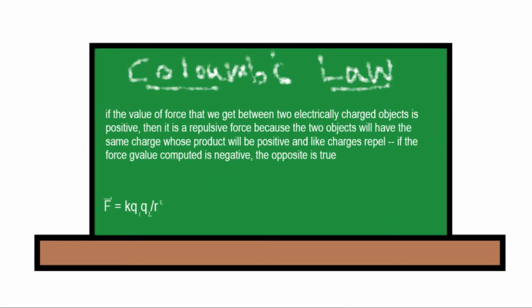The electric force between two objects can be both attractive and repulsive, depending on the charges, whilst the gravitational force is only ever attractive. That is why here the value for F can be both positive and negative. If we get a positive value, it is a repulsive force, whereas if we get a negative value, we are dealing with an attractive force.